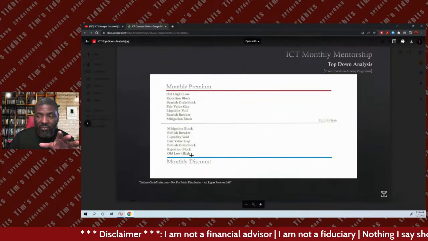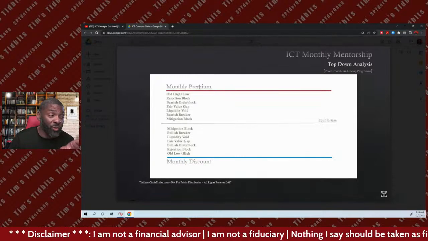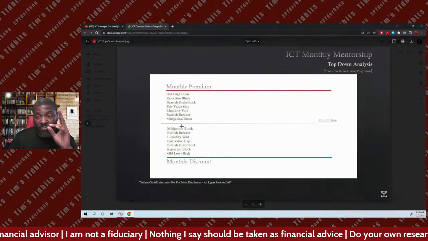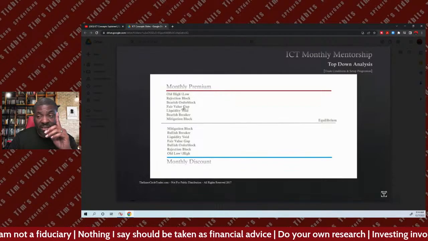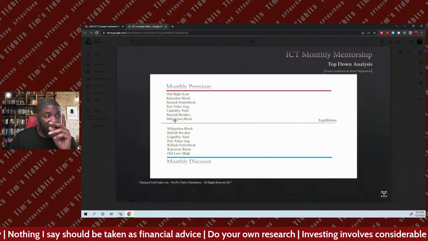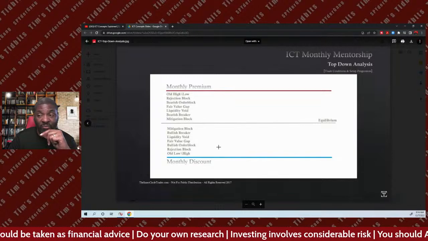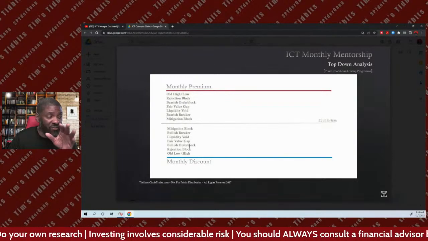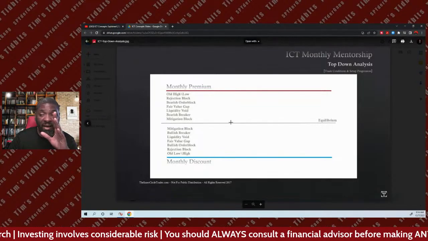And the way you use this chart is at equilibrium. If you're bearish, you want to look up into the premium for any PD arrays that you want to sell off of. If you're bullish, you want to look down into the discount for any PD arrays you want to buy off of.